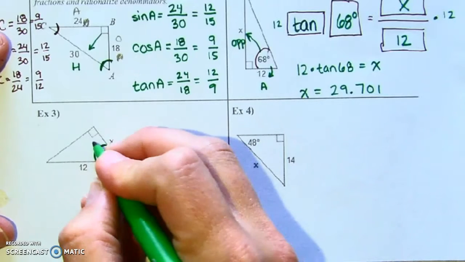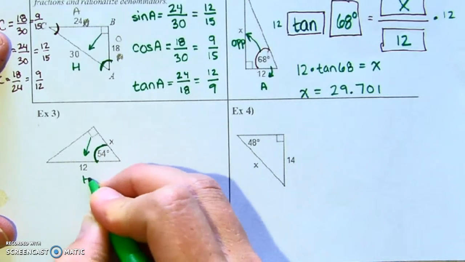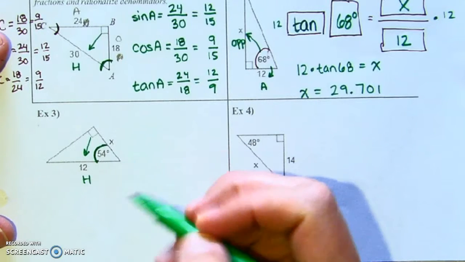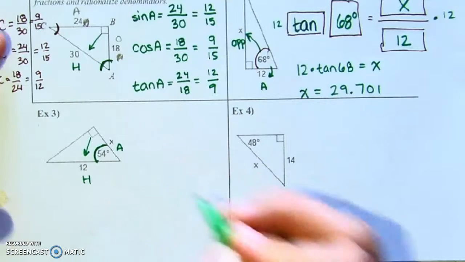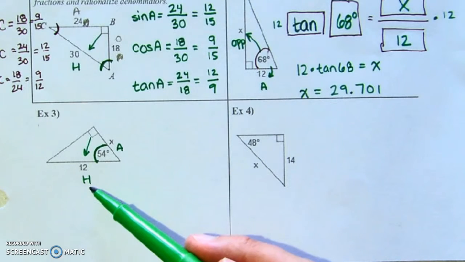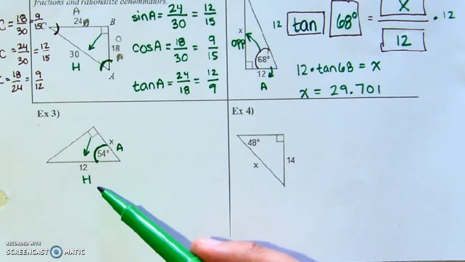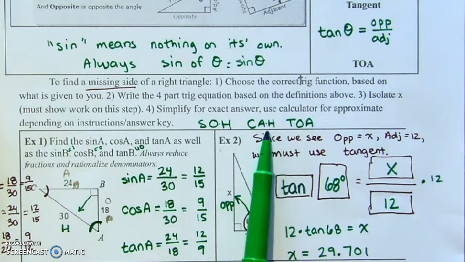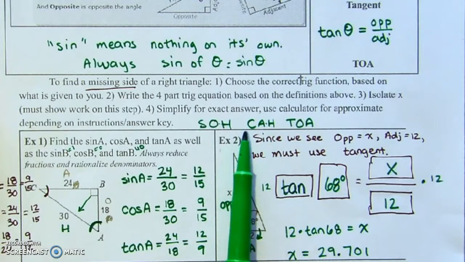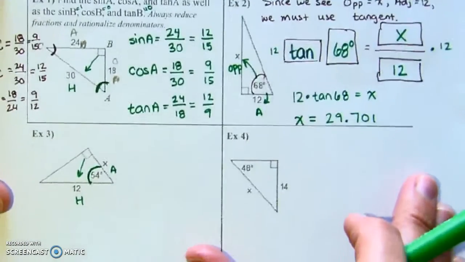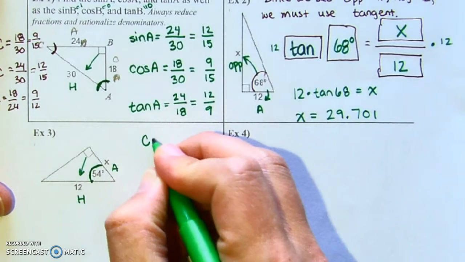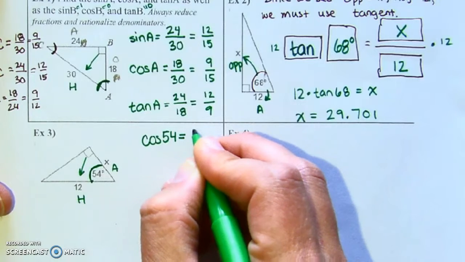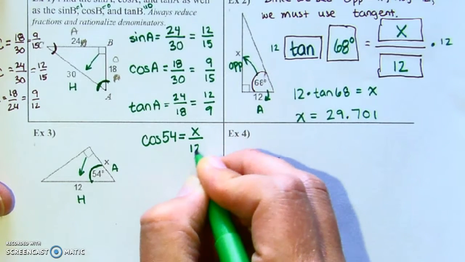What was given to us? Across from the right angle is always the hypotenuse. And is this adjacent or opposite compared to 54? This is adjacent. So notice how I labeled this A and H. Which one uses A and H only? This one. So what trig function are we going to use? Cosine. Ready? Here we go. The cosine of 54 degrees is x over 12.